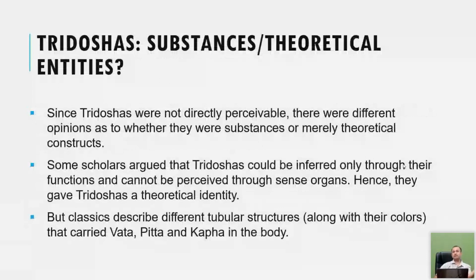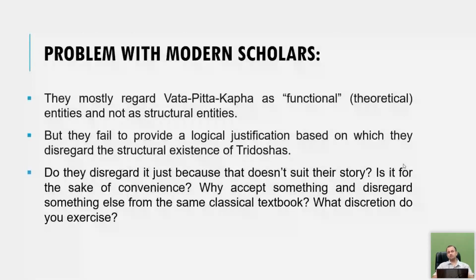But classics describe different tubular structures like Vata Vahasira, Pitta Vahasira, Kapha Vahasira, and so on, along with their colors, that carried Vata, Pitta, and Kapha in the body. Now, most of the modern scholars of Ayurveda regard Vata, Pitta, Kapha as functional entities or theoretical entities and not as structural entities. But I have a problem with these scholars because they fail to provide a logical justification based on which they disregard the structural existence of Tridosha.